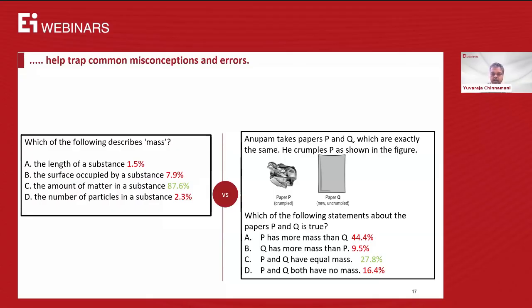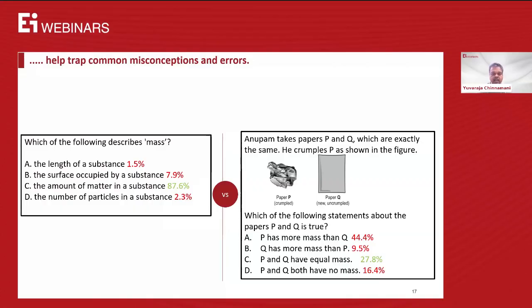Anupam takes two identical papers, he crumples one and leaves the other one flat. When asked which one has more mass, only 27.8% correctly say that they have equal mass. And a shocking 44% believe that the crumpled paper has more mass. And 9.5% think the flat paper has more mass.